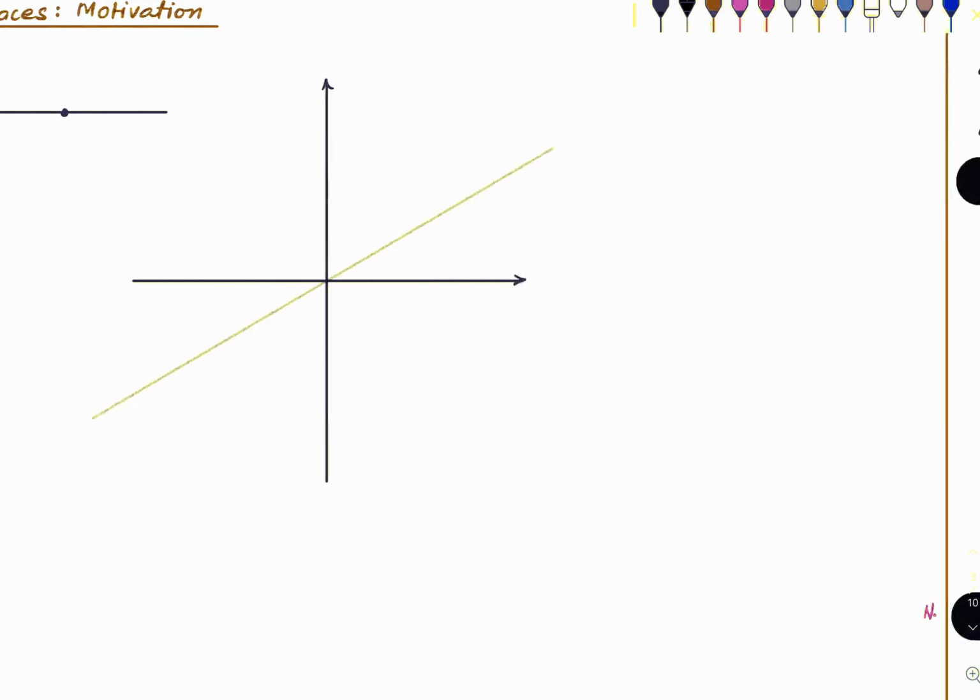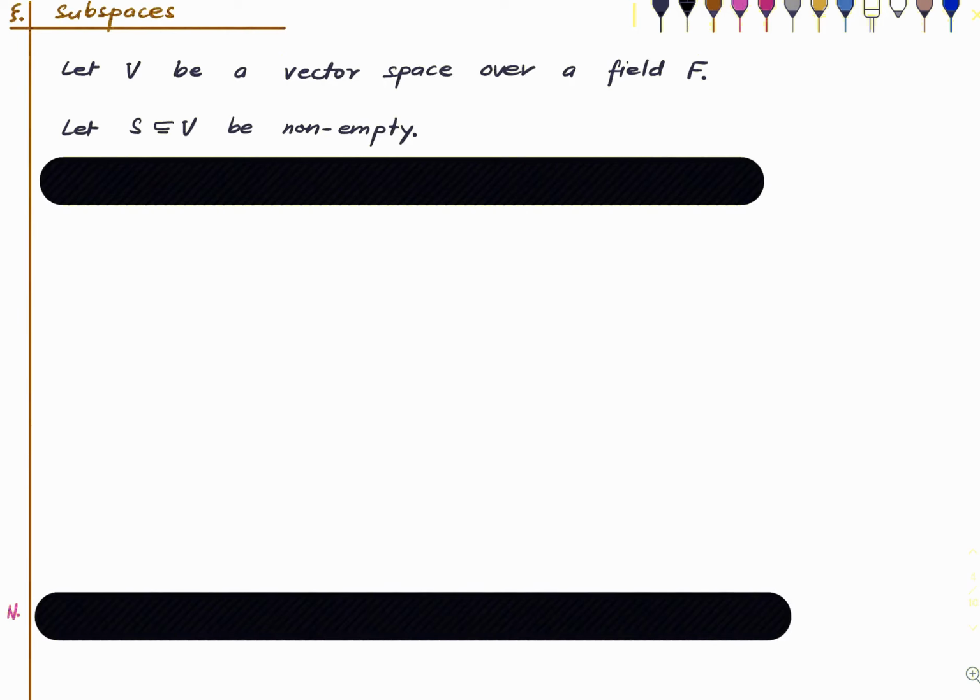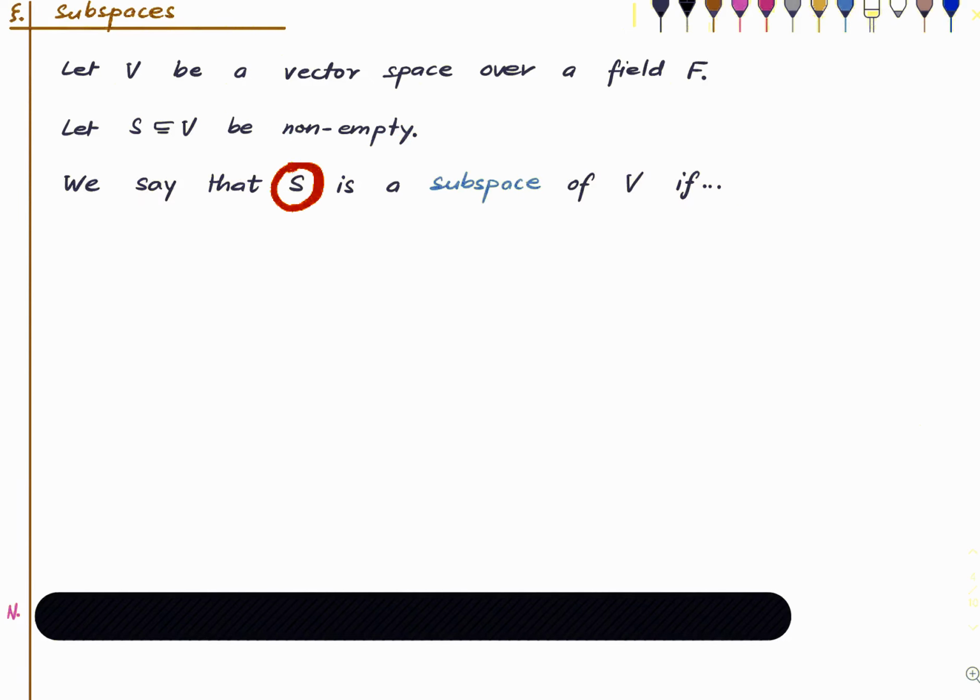So here is the thing. Here is how we can make that precise. Fix a vector space V over some field F, and we have a subset S of the vector space which is non-empty. Then we say that the subset is a subspace of V if two things happen. One, closure under addition. Which means that whenever we pick two things in S, their sum is also in S.